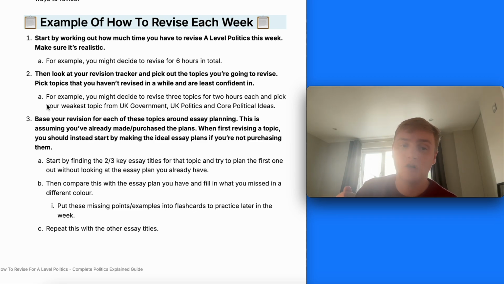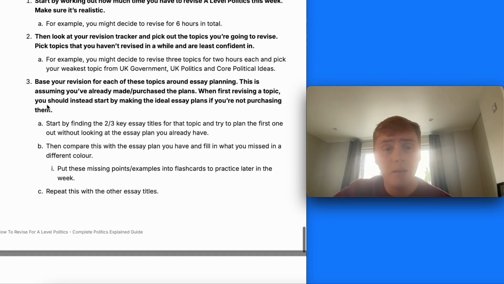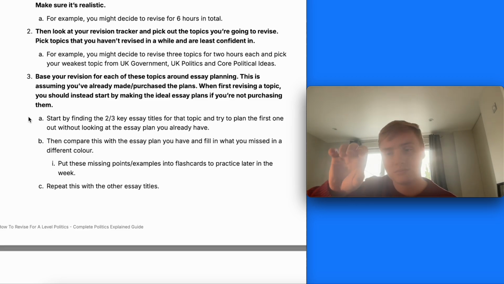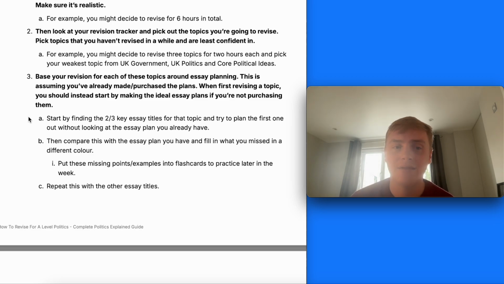When you're first revising a topic, you should instead start by making the ideal essay plans if you're not going to purchase them. So start by finding two or three key essay titles of the topic, and these are in the revision tracker next to it. And try to plan the first one without looking at the essay plan you already have. Just force yourself in detail to write it down, type it out, whatever it is, as if you're going to be doing it in the exam, and it should be really detailed.